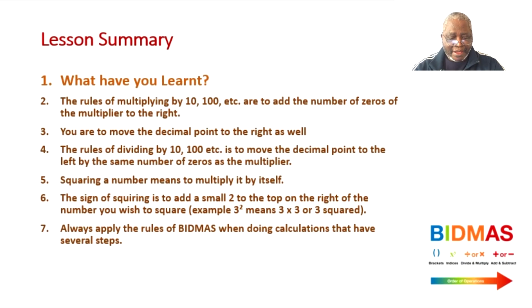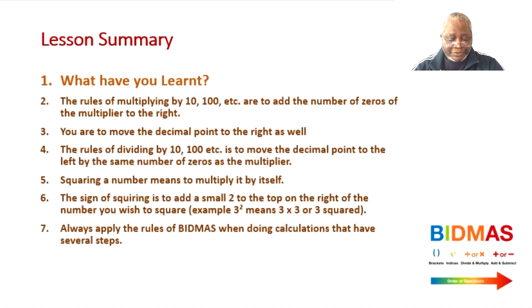The rule of multiplying by 10 or 100 is to add the number of zeros of the multiplier to the right. In other words, you're moving your decimal point to the right and making the number bigger. The rule of dividing by 10, 100, etc. is to move the decimal point to the left by the same number of zeros as the divisor. 10, 1 zero, 100, 2 zeros, and so on.